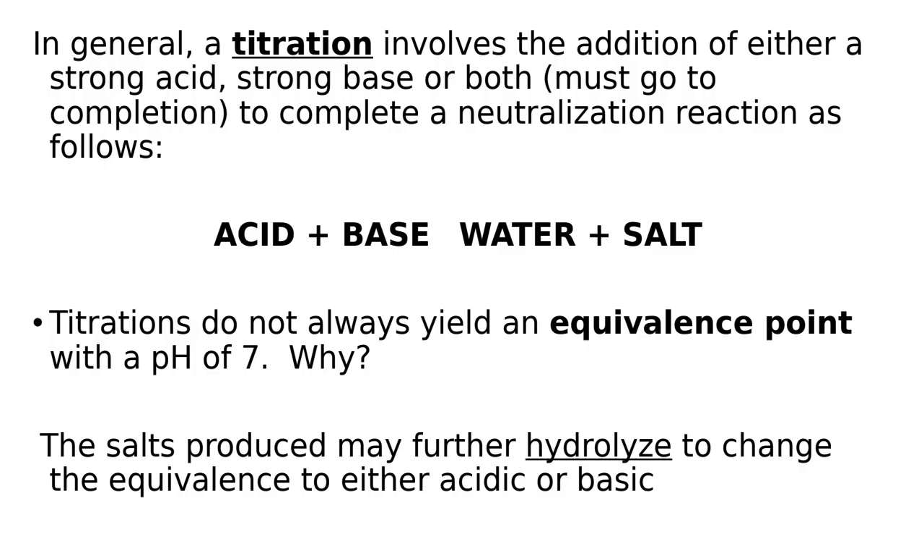So in general, titrations have involved either the addition of a strong acid or a strong base, or both, in order to complete a neutralization reaction. And we now know that these titrations will not always yield an equivalence point of a pH of 7. Depending on the type of acid and base that you use, the salt that gets created may actually have ions, conjugate acids, conjugate bases, that will hydrolyze in water and influence the pH of the solution.